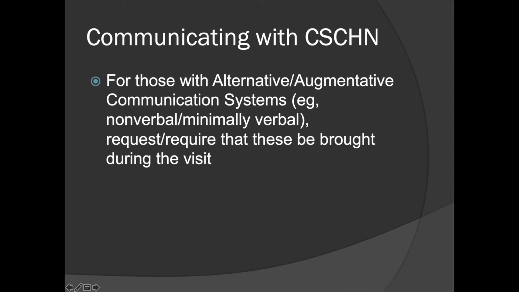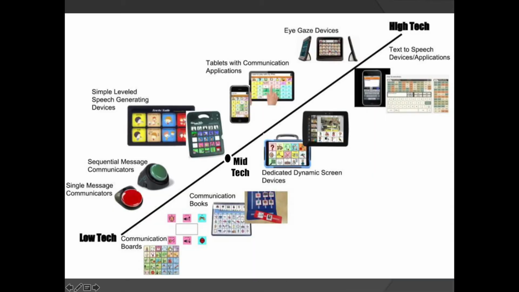And for those children with alternative and augmentative communication system, so what are these, especially those who are nonverbal or minimally verbal, I really recommend that you request the parent or require the parent that they bring this communication systems. Kasi it's going to be your way or the child's way of communicating with the dentist and all the adults in the clinic. So this is an example of all the augmentative communication systems starting from the low-tech devices on the left lower corner. So meron yung sticker boards, communication boards, up to the high-tech versions on the right upper corner. So nandyan yung text-to-speech devices and applications, sometimes eye-gaze devices.